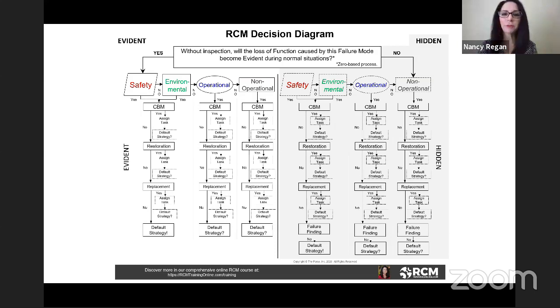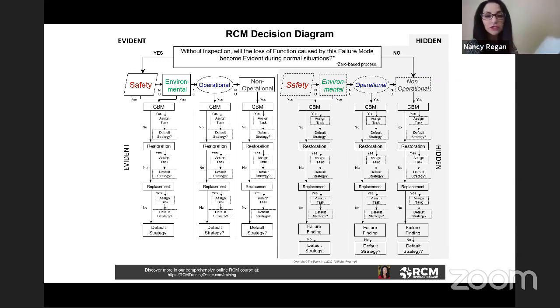This is just a bare bones one. But let's say we've got a failure mode with operational consequences. Well, you see here, we consider condition-based maintenance and scheduled restorations, or another word is an overhaul, and scheduled replacements and default strategies, right? And just because maybe we assign a condition-based maintenance task doesn't necessarily mean that we can't also have a default strategy, right? Maybe we need better training for the technician to go do that inspection. So you can come out with everything.